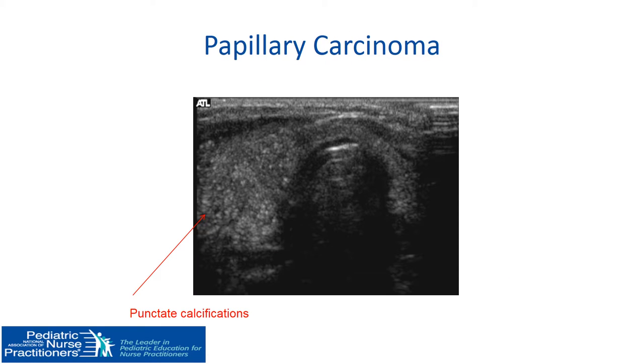So this is one of them. This is a papillary carcinoma. I have my pen backwards. Trachea, thyroid gland. I see this large thyroid nodule here. In papillary carcinoma, if you see these little white kind of punctate, little pinpoint dots throughout that nodule there, those are called punctate calcifications. That's what you see in papillary carcinoma. So based on this ultrasound, that's a concerning nodule, and we would do an FNA and move forward with that.